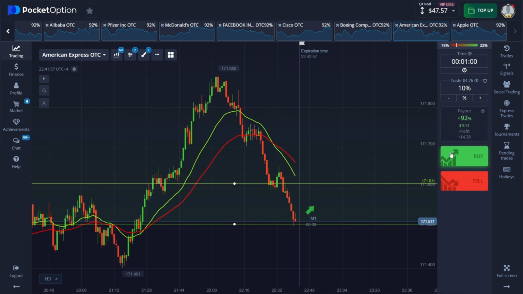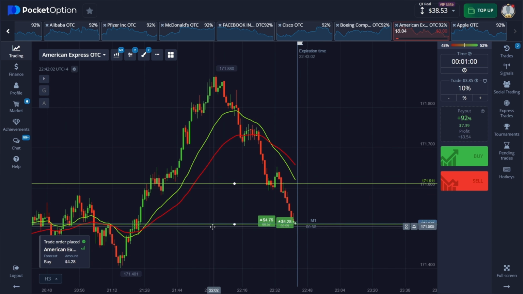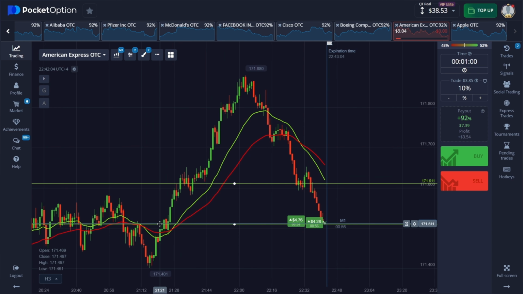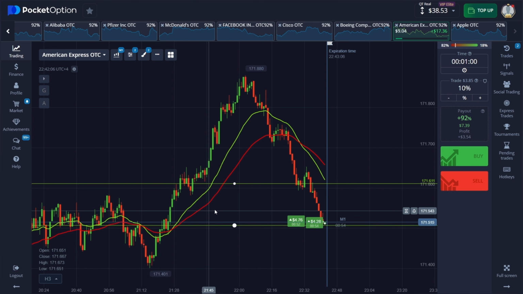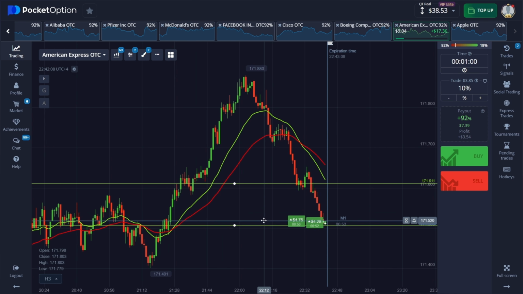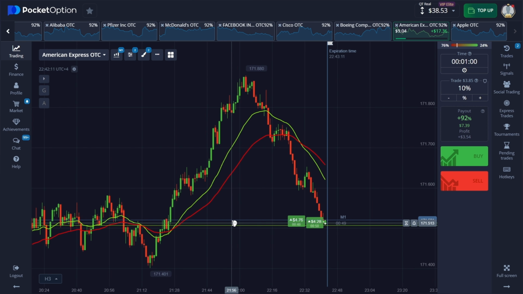Here, there was a support level on American Express OTC. I placed two trades on American Express OTC for the upside move because there was a good support level, as you can see from the past, and there's a small green doji. That's why I took this trade for the upside move.